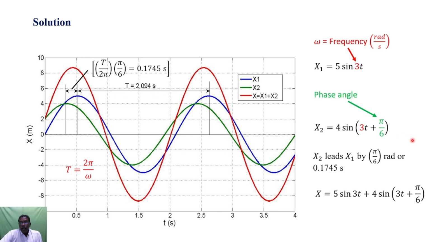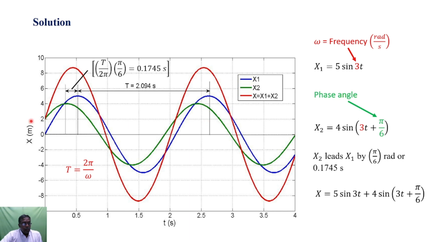Okay, then what is the phase angle? In the displacement function 1, x1, the phase angle is 0. Here in displacement function 2, the phase angle is pi by 6. What does it mean? The displacement time graph of function 2 is shown here as the green curve.